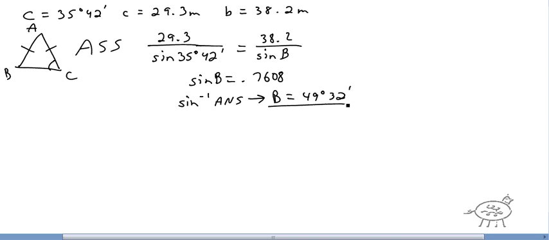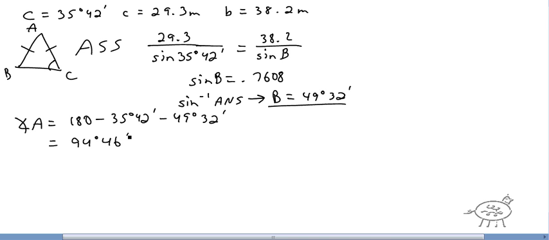Now, of course, if I want to find angle A, that's just 180 degrees minus the given angle, 35 degrees 42 minutes, minus 49 degrees 32 minutes. So angle A is equal to 94 degrees 46 minutes. Okay, that's pretty nice. That's angle A. So there we got angle A, we have angle B, and the only thing we need to find is side A.